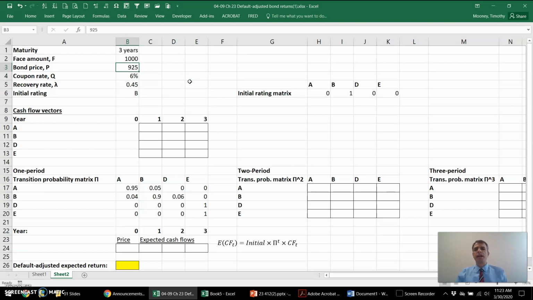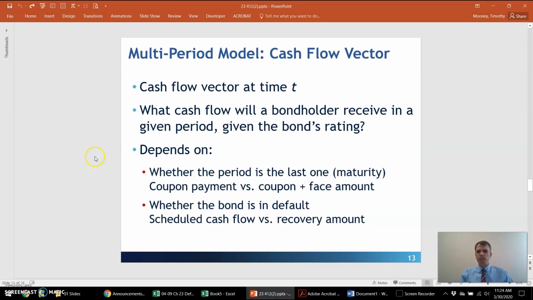If you pay $925 and hold the bond till it matures, and it makes all the scheduled coupon payments and the face amount payment at maturity, the return that you'd earn on that bond investment is actually equal to the yield to maturity. But bonds default sometimes, and we earn significantly smaller cash flows than we initially expect. So how do we adjust for that? That's the whole point of this chapter. So we talked about the transition probability matrix as one ingredient into this model, and then cash flow vectors at each point in the bond's life are another key component. So let's talk about that.